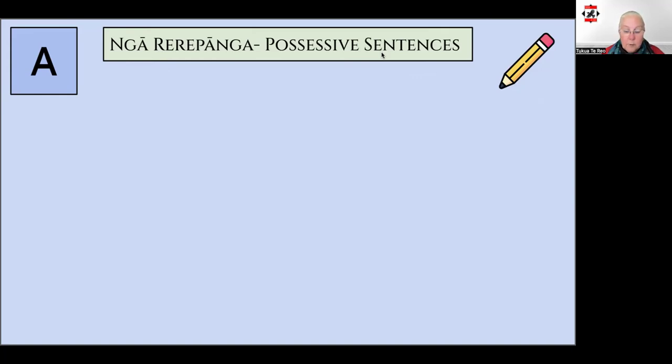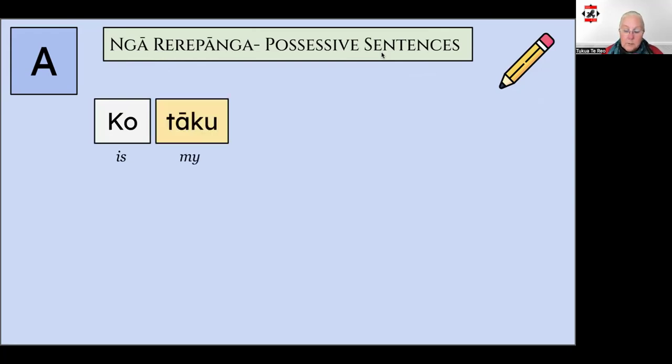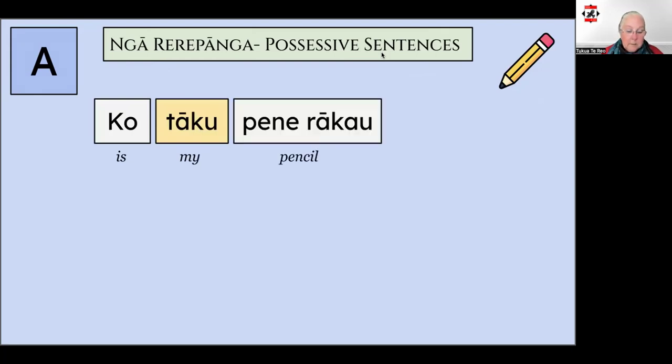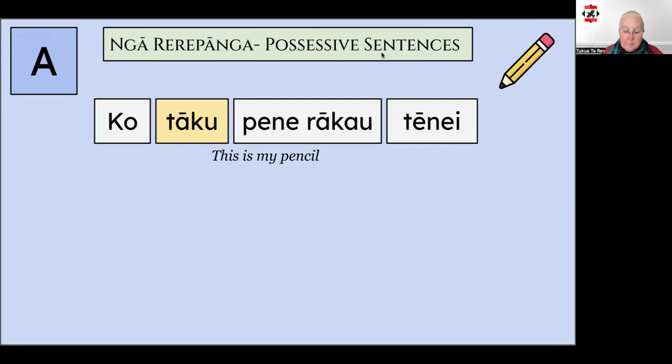We'll start off with ko, which doesn't really have an equivalent translation in English, but the closest kupu Pākehā to explain how it works is the word is. Ko tāku, then the thing that is owned, pene rākau, and then tēnei, this. This is my pencil. Next up, we use our M class possessive, māku, for me.